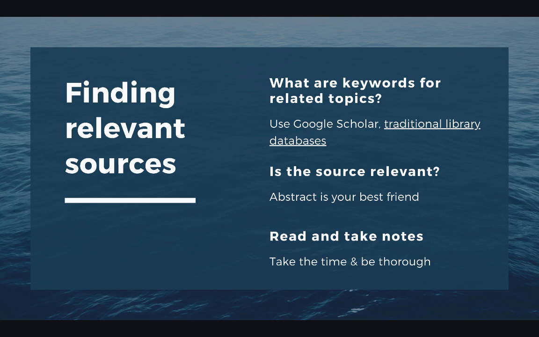The abstract can be helpful in doing this. You might want to also go ahead and read the introduction as well, just to make sure that this research is going to be relevant to the topic that you want to learn about. Now, once you've decided that an article is relevant to your research, you want to make sure that you take your time and you're thorough about reading it and processing it using whatever system of note-taking you've decided on.